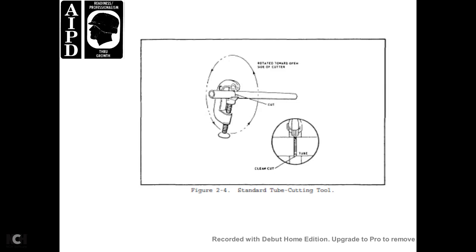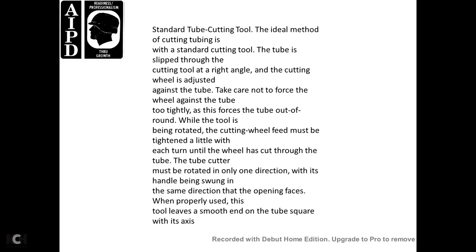Figure 2.4 shows the standard tube cutting tool. The ideal method of cutting the tube is with a standard cutting tool. The tube is slipped through the cutting tool at the right angle for the cut. The wheel is adjusted against the tube. Take care not to force the wheel against the tube too tightly, as it will force the tube out of round. While the tube is being rotated, the cutting wheel feed must be tightened a little with each turn until the wheel has cut through the tube.